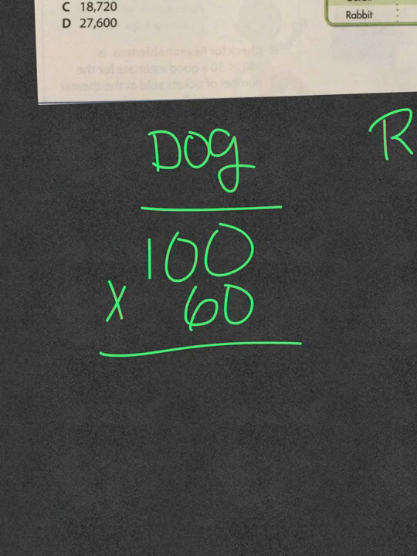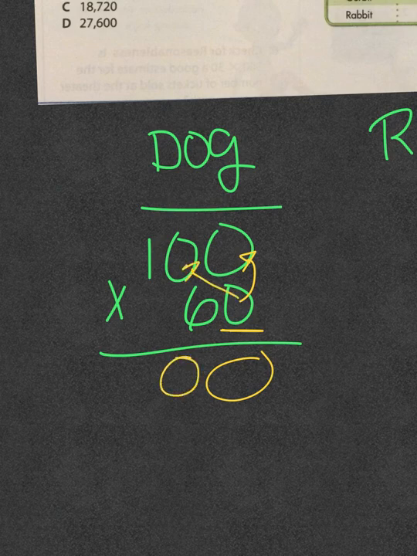0 times 0, 0. So I'm starting in the 1 spot. 0 times 0 is 0. 0 times 0 again is 0. And 0 times 1 is 0.